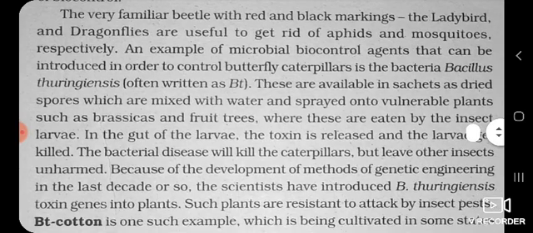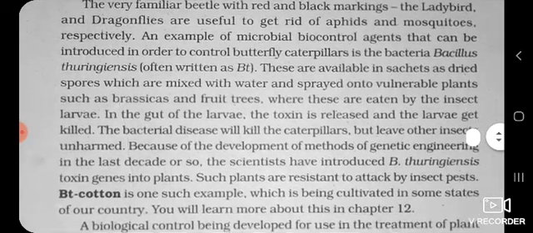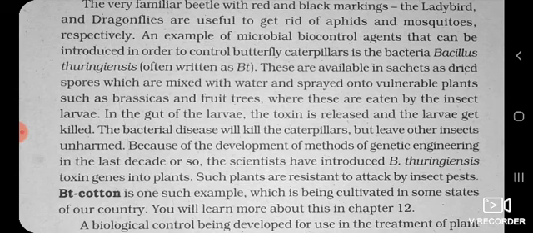Now, the example of a microbial biocontrol agent that can be introduced in order to control butterfly caterpillars is the bacteria Bacillus thuringiensis. In short, it is called BT. So here the butterfly caterpillars, we call them caterpillars, butterfly caterpillars are mainly controlled by one of the bacteria, and the name of that bacteria is Bacillus thuringiensis.